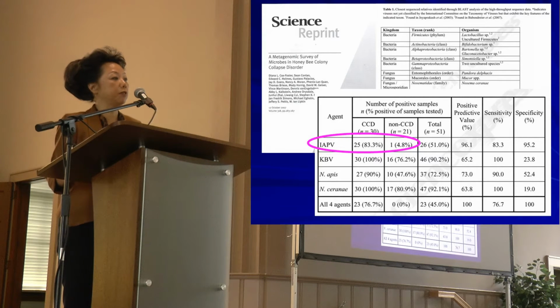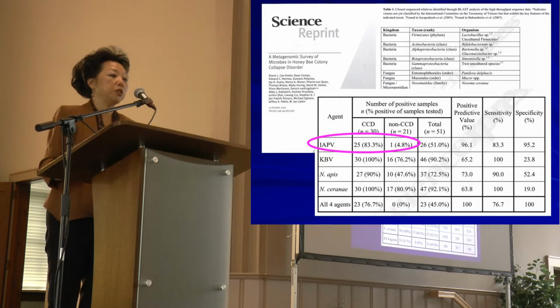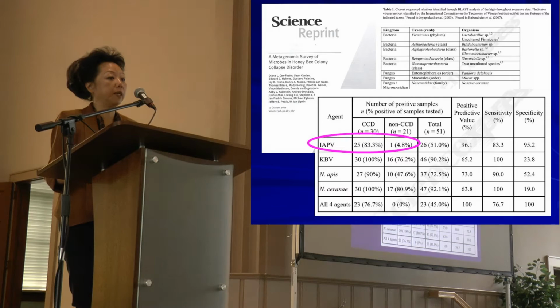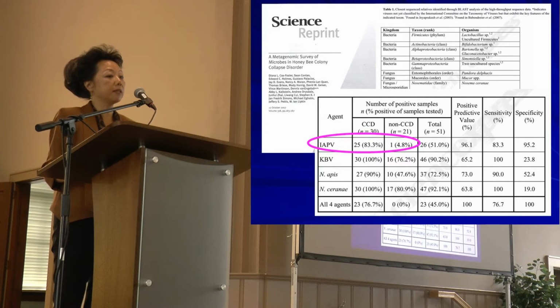IAPV was first reported in Israel in 2004, where infected bees presented with shivering, progressed to paralysis, and died outside of the beehive. IAPV was not recognized in the US prior to the CCD outbreak.